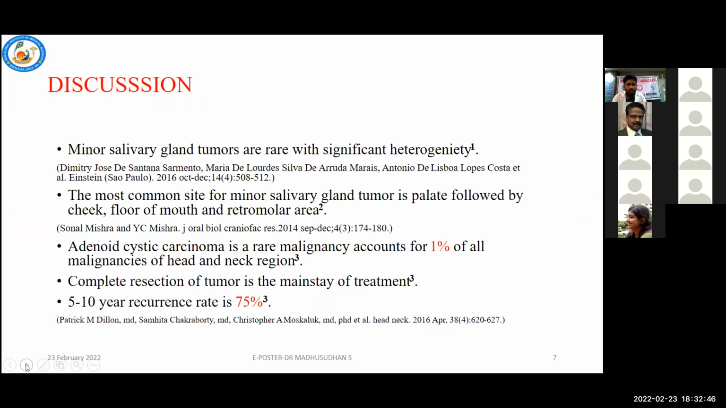Coming to discussion, minor salivary gland tumors are rare with significant heterogeneity. The most common site for minor salivary gland tumor is the palate, followed by cheek, floor of the mouth, and retromolar area. Adenoid cystic carcinoma is a rare malignancy, accounting for 1% of all malignancies of the neck region. Complete resection of tumor is the mainstay of treatment. The 5 to 10 year recurrence rate is 75%. Thank you.